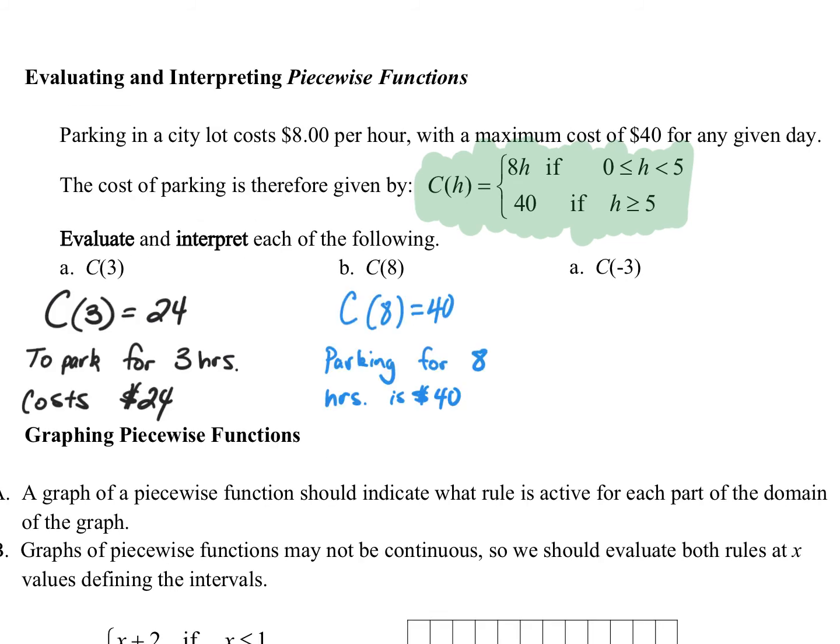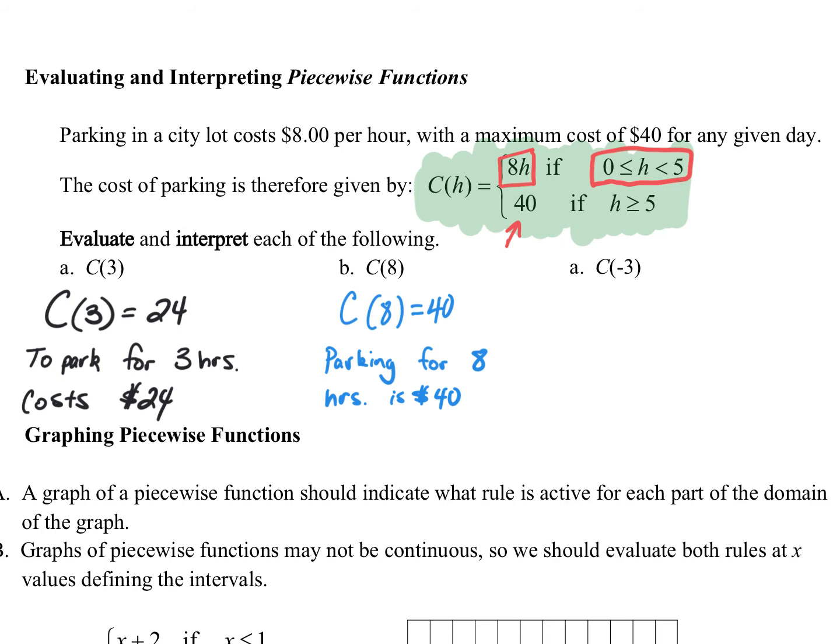You can see here A and B are complete. So C of 3 represents the cost to park for 3 hours, and in this case that will be $24. How do I know? Well, I know because H was on this interval here between 0 and 5, so this is the rule I use with my H value. 3 times 8 is 24. In part B, we're trying to find the cost of parking for 8 hours. Well, that is now on my second interval. H is greater than 5, so the total cost will always be $40.